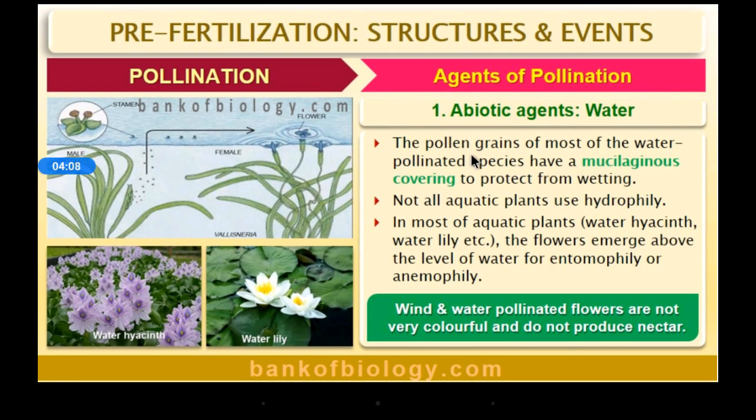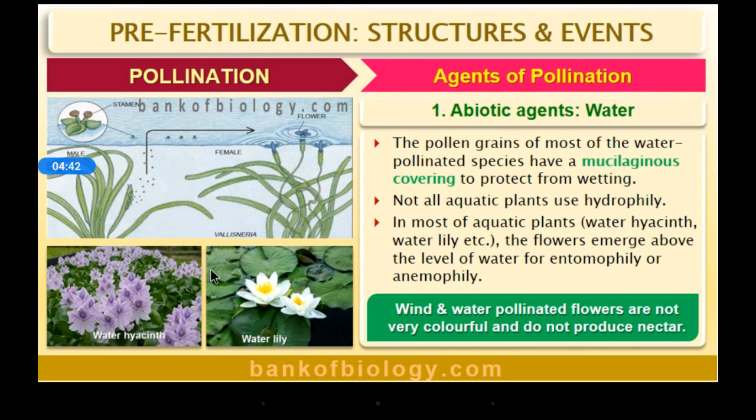The pollen grains of most water pollinated species have a mucilaginous covering to protect them from wetting. If the pollen grains get wet, they will get spoiled, so they have an outer protective covering called the mucilaginous covering, which prevents wetting. It is not necessary that all aquatic plants use hydrophily, that is, pollinate using water.